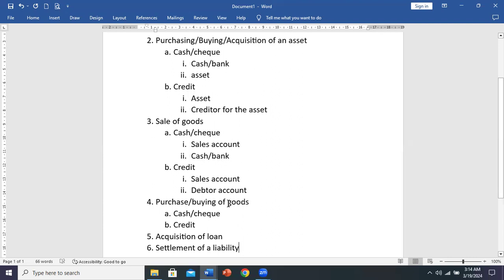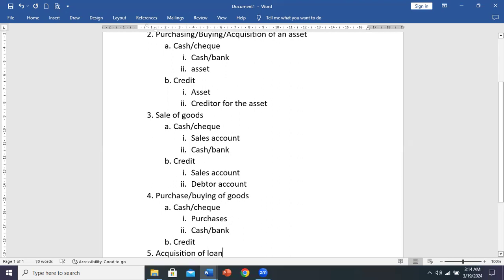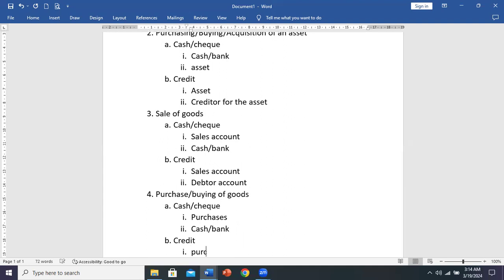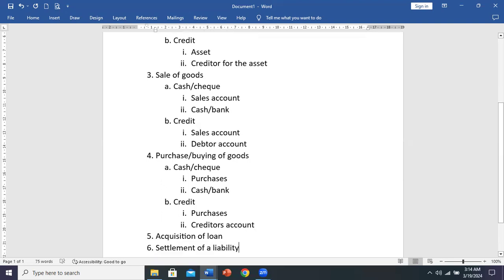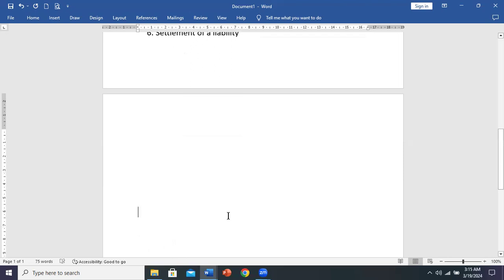Purchase of goods is the opposite of sales. So here, if it's cash or check, the first account is your purchases account, and the second account is your cash or bank. If it's on credit, still you have your purchases account, but this time you would have the creditors account as the second account. Okay. And I want to believe you remember the debits and credits respectively. So let me give some transactions here and let's test our brains.